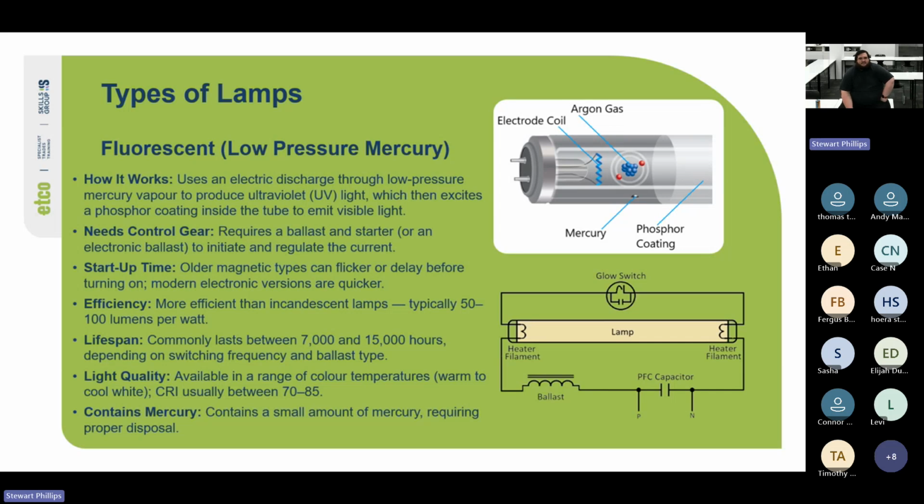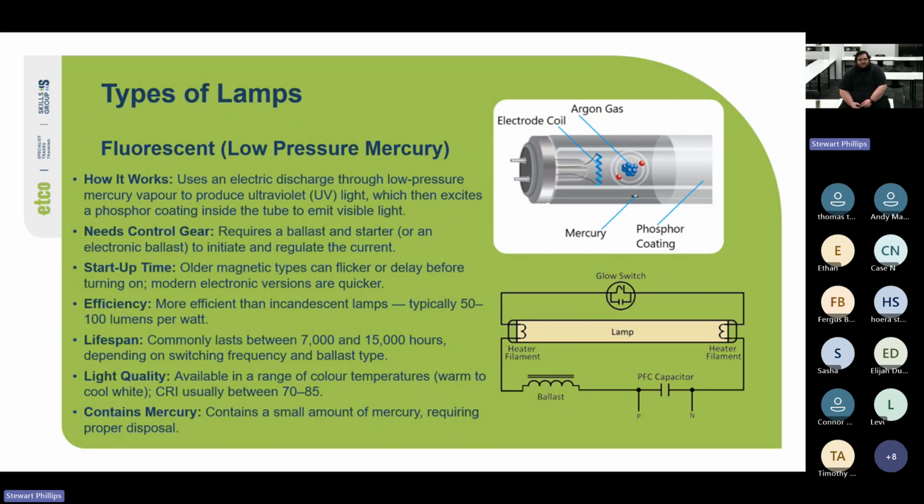Cool. So it needs control gear. It requires a few things like a ballast and starter, or an electronic ballast, to ignite and regulate the current. Startup time: the older magnetic types can flicker or delay before they turn on. The modern electronic versions are a lot quicker. Efficiency: they're more efficient than incandescent lamps, typically 50 to 100 lumens per watt.